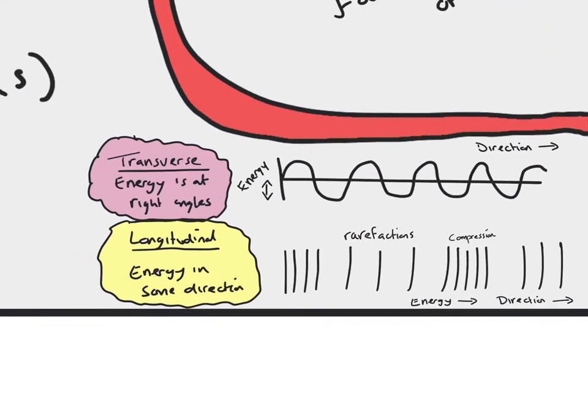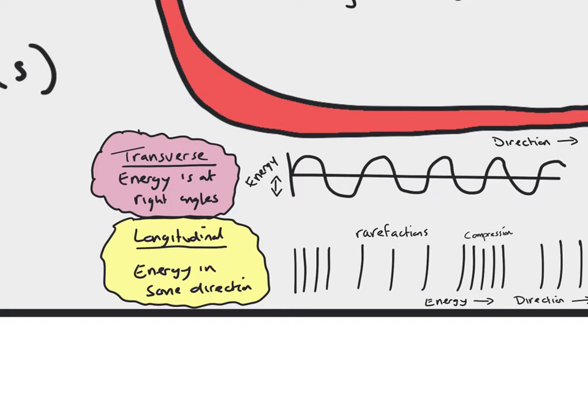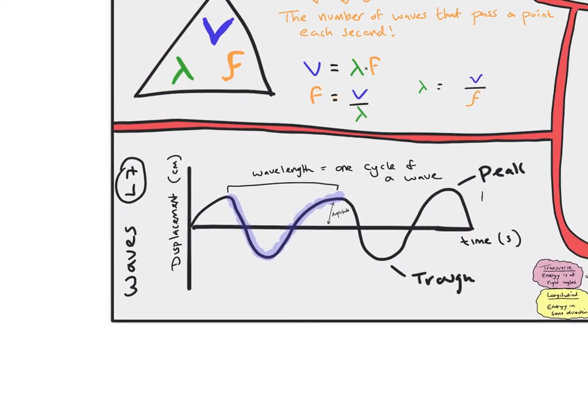There's two types of waves. We've got a transverse and a longitudinal wave. Now the thing to remember with a transverse wave is that energy is at right angles, 90 degrees. So if the wave direction is going this way, then the energy is going up and down to the direction of the wave. A longitudinal wave, on the other hand, the energy goes in the same direction. So if the wave moves this way, the energy also moves this way. You can see these pockets of compression. That's your energy. That was lesson 7.